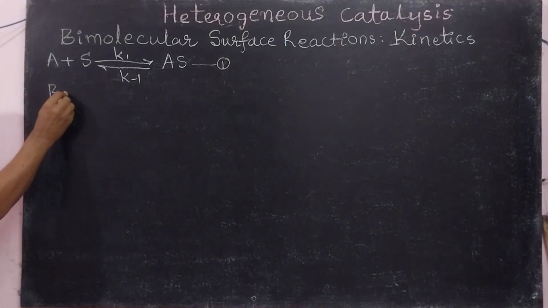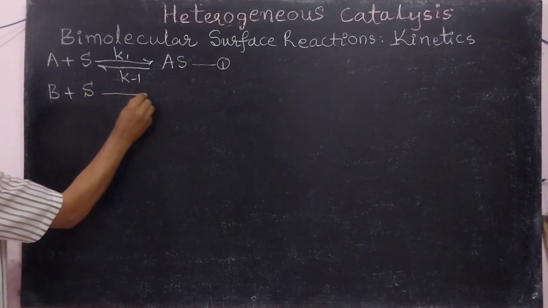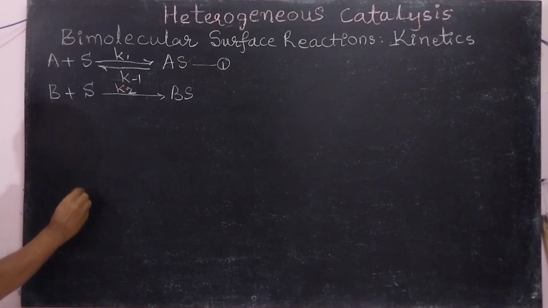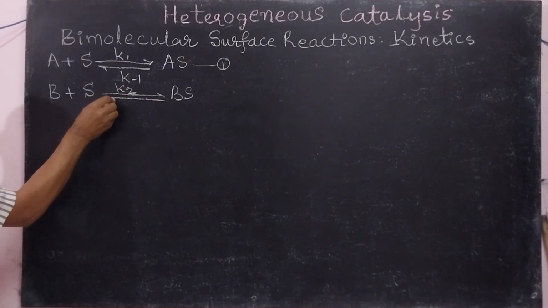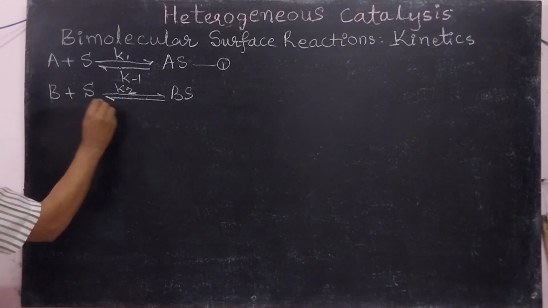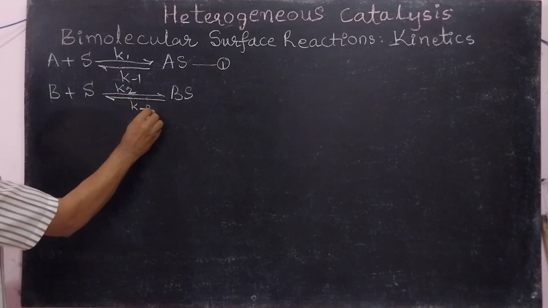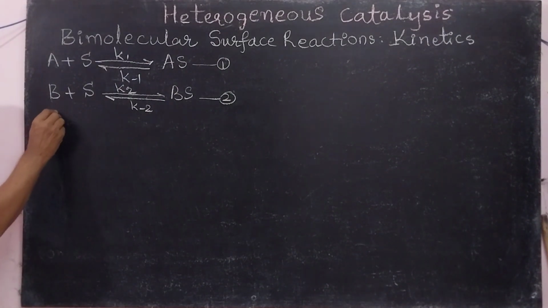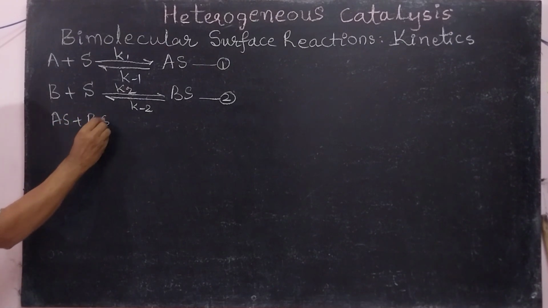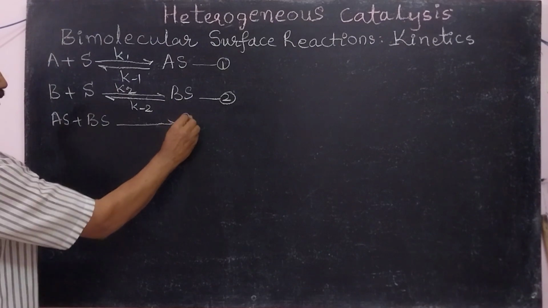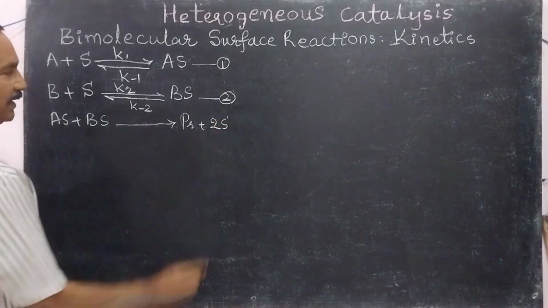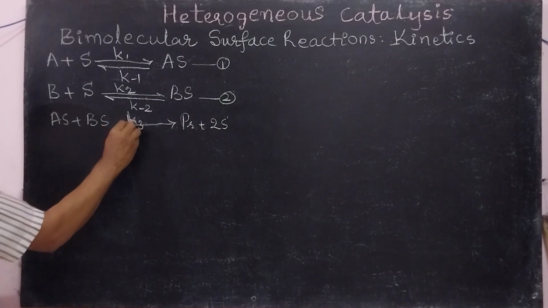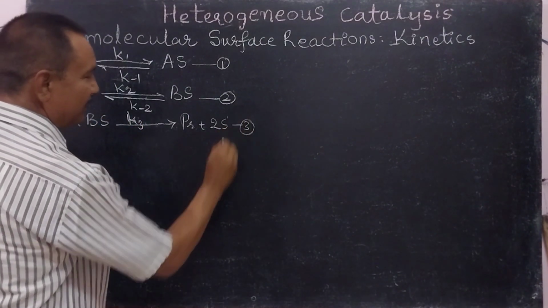Then another reactant B reacts with the surface and forms another intermediate complex BS with rate constant K2. Then the BS dissociates to give back the reactant B and the surface is freed with rate constant K minus 2. Let us number this equation as 2. Then the intermediate complex AS reacts with another intermediate complex BS to give the product, and the surface S is freed. This reaction takes place with rate constant K3. Let us number this equation as 3.